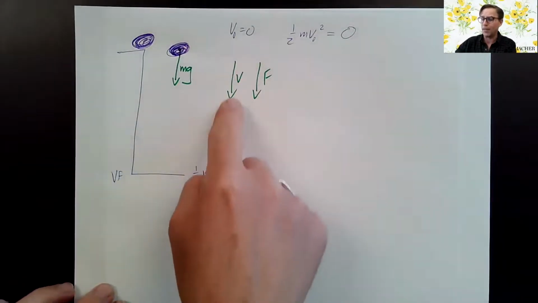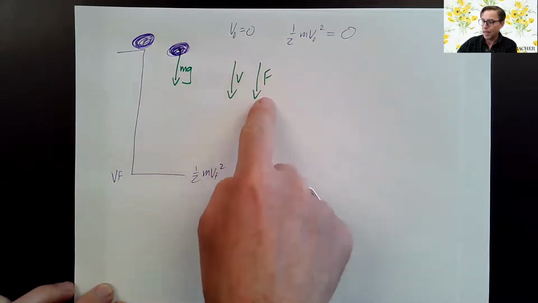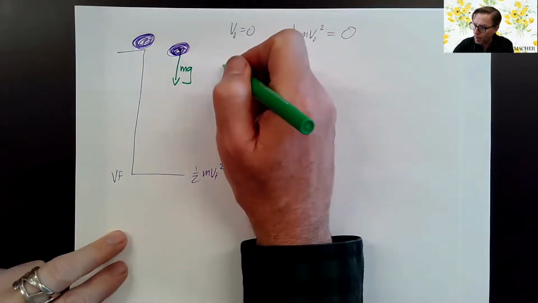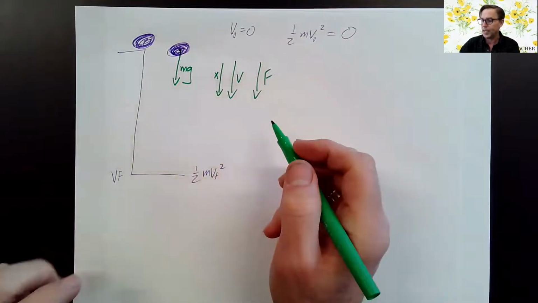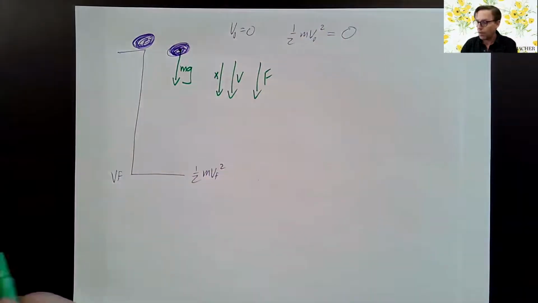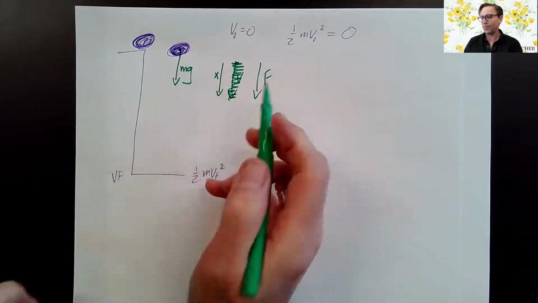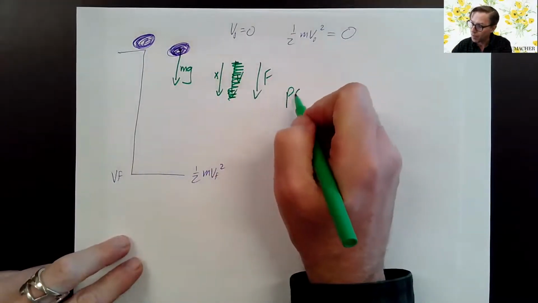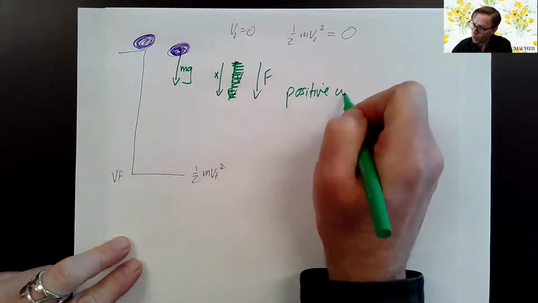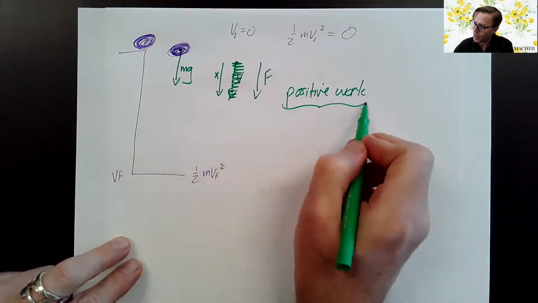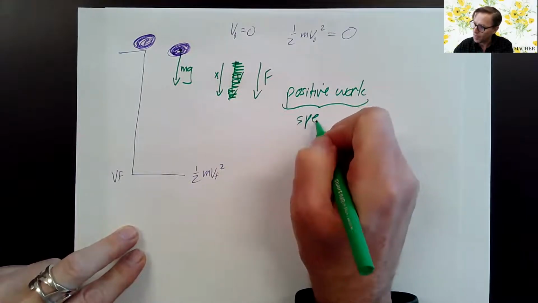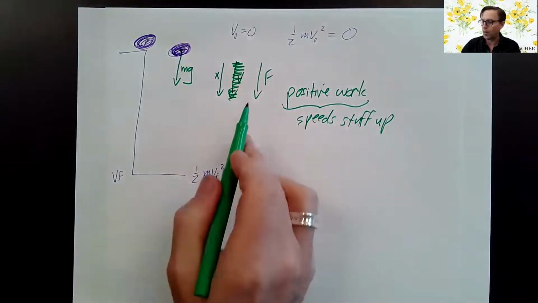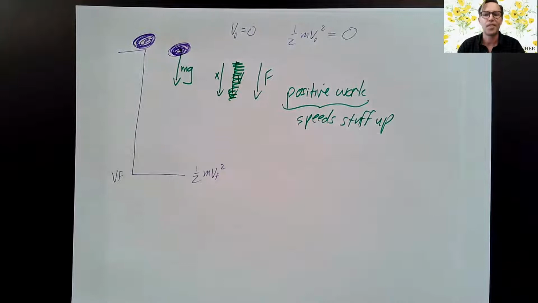Even if you want to call the down direction negative, a negative velocity, a negative force. And of course, not only is the velocity down and the force pointing down, but x, our displacement, or d, is also down. So if I want to do force times distance, negative times negative is positive. I'm doing positive work. And the big idea that we just talked about is that positive work speeds stuff up. When I do positive work, when I push the same direction we're moving, the thing goes faster.